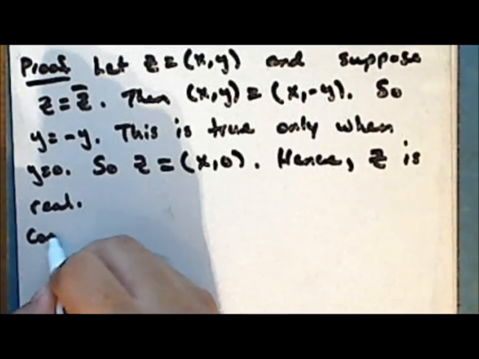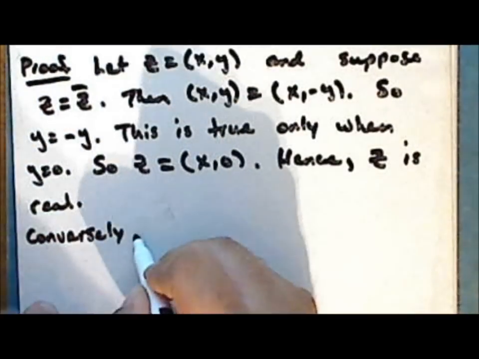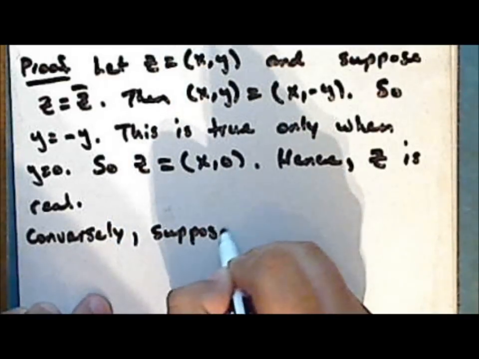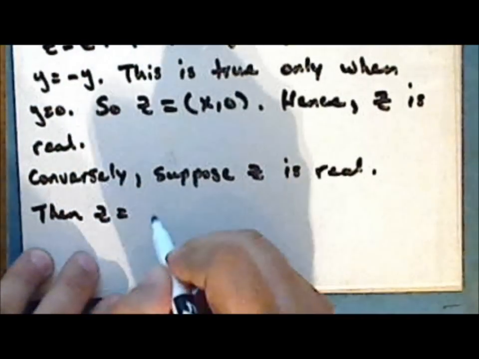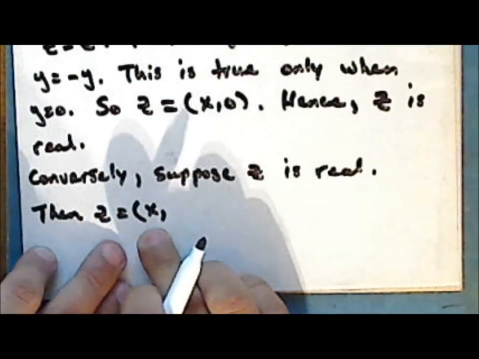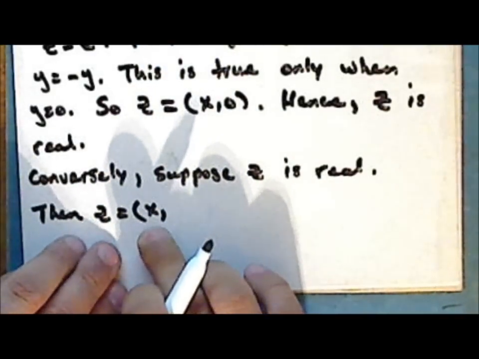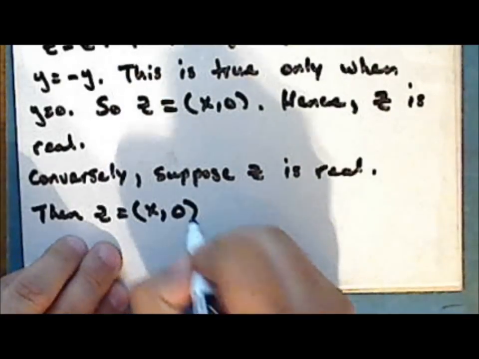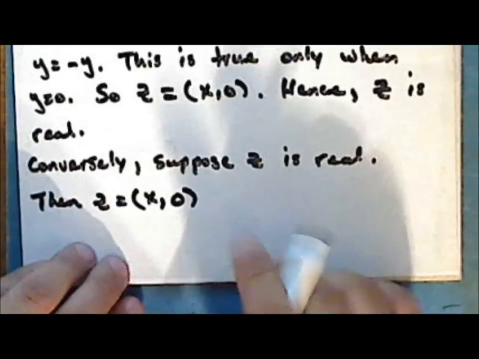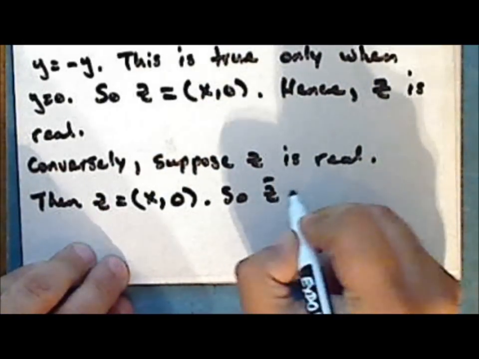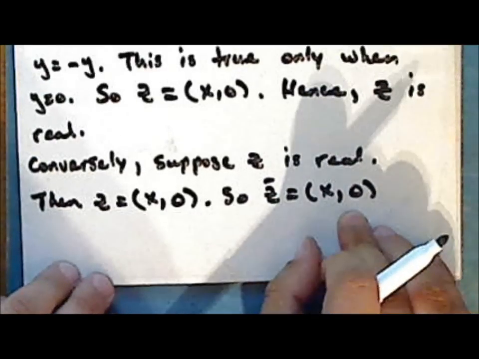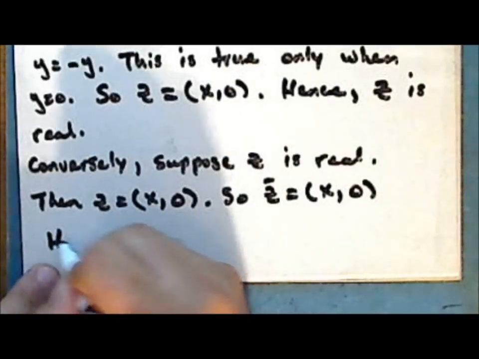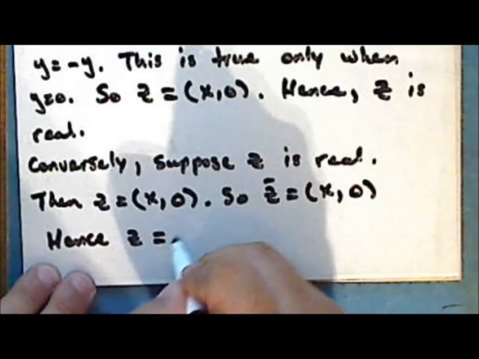Conversely, suppose that the complex number z is real, then the complex number z can have a non-zero real part, but must have a zero imaginary part. And so the conjugate of z is also the ordered pair (x, 0). And so the number z is equal to its conjugate.